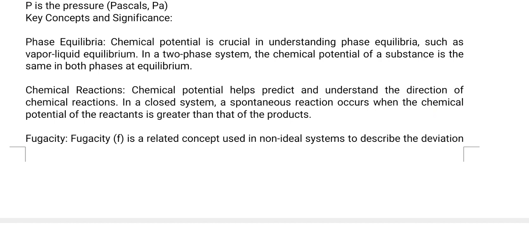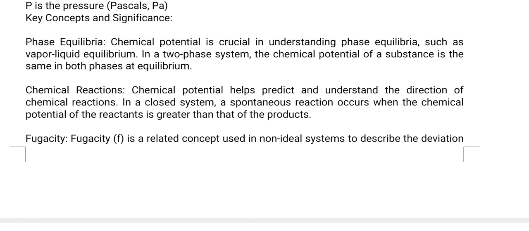Phase equilibria. Chemical potential is crucial in understanding phase equilibria such as vapor-liquid equilibrium. In a two-phase system, the chemical potential of a substance is the same in both phases at equilibrium. Then chemical reactions. Chemical potential helps predict and understand the direction of chemical reactions. In a closed system, a spontaneous reaction occurs when the chemical potential of the reactants is greater than that of the products.